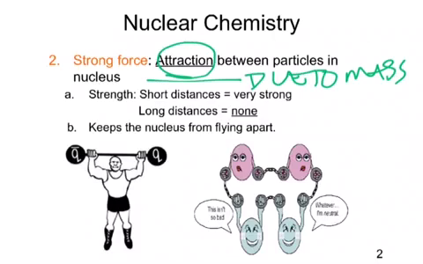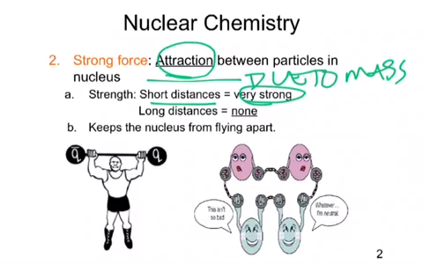So similar to gravity, right? Because you are on Earth, you are attracted to the Earth because you have mass. And if you didn't have mass, you wouldn't have this gravitational attraction towards Earth. It's a similar idea with the strong force: at short distances, it's actually a very strong force. It's extremely difficult to break. At long distances, similar to electrostatic force, it gets weaker and weaker, almost going to none. Right? And what this strong force does is it really helps keep the nucleus from flying apart.